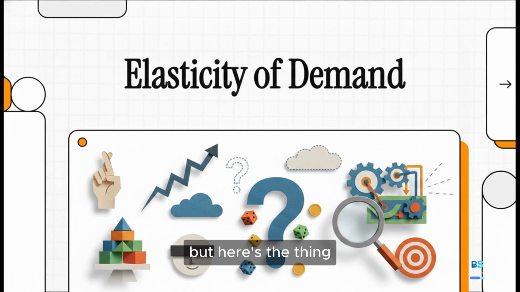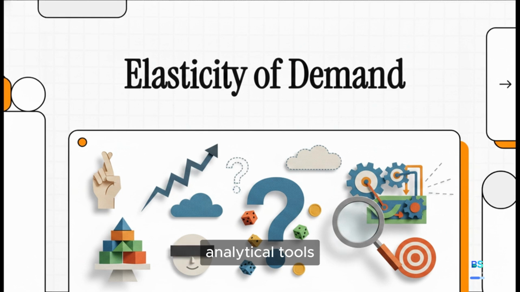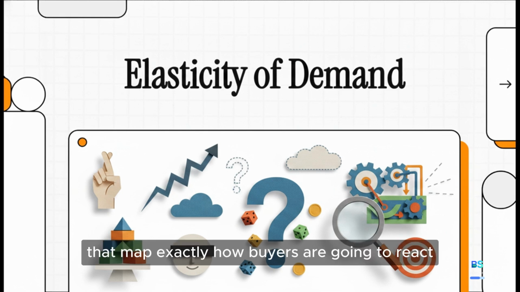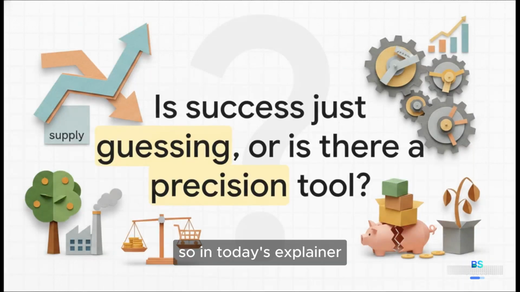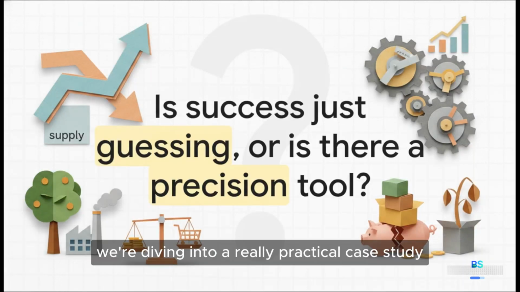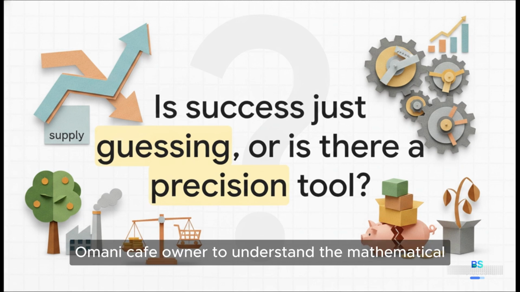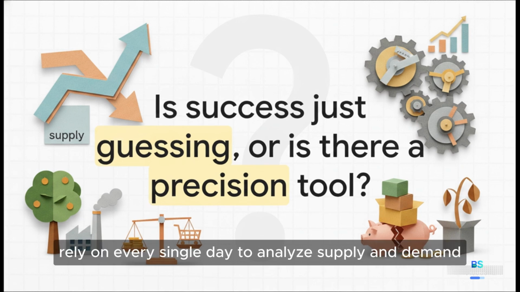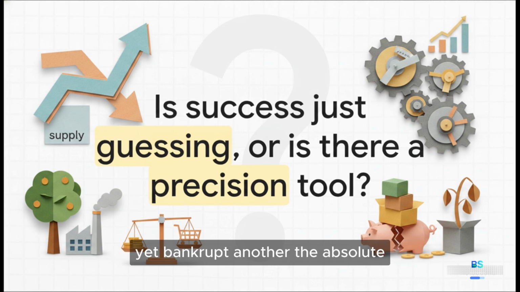But here's the thing. Business success really isn't about guessing. It's about utilizing precise analytical tools that map exactly how buyers are going to react, long before you even make a move. So, in today's explainer, we're diving into a really practical case study to explore exactly that. We're going to track the journey of a fictional Omani cafe owner to understand the mathematical precision tool that businesses rely on every single day to analyze supply and demand. It's the hidden mechanism that explains why raising prices can totally save one business, yet bankrupt another.